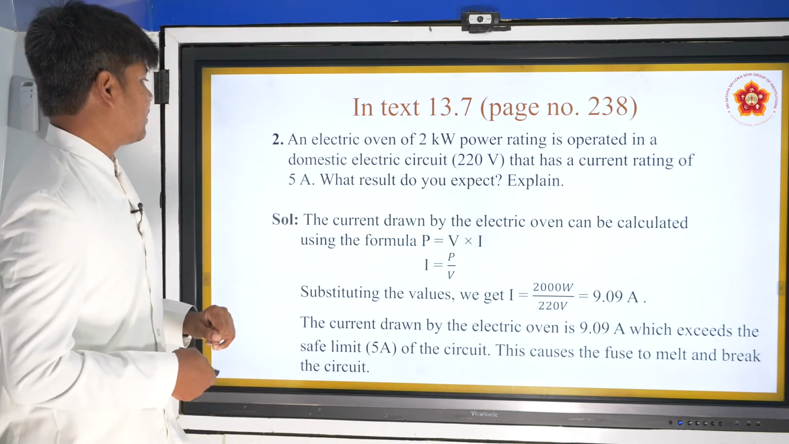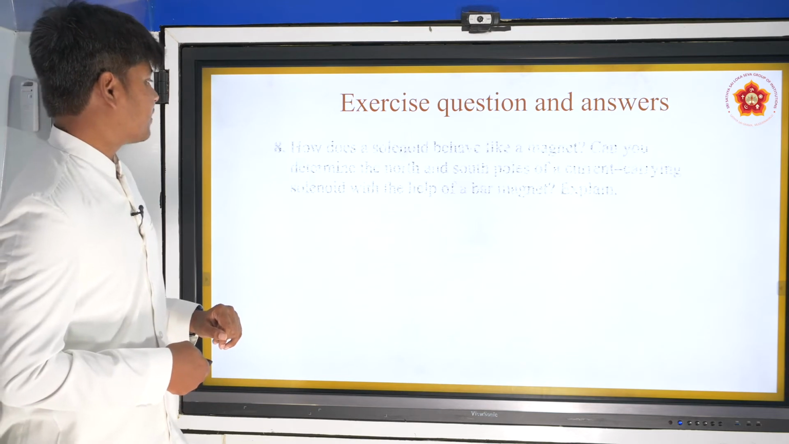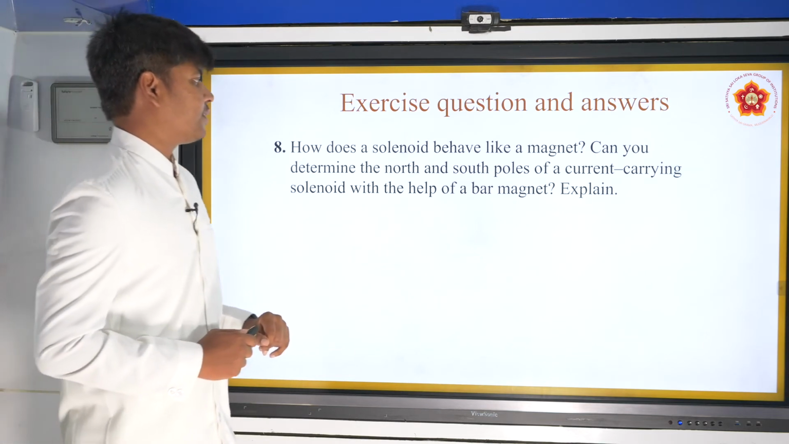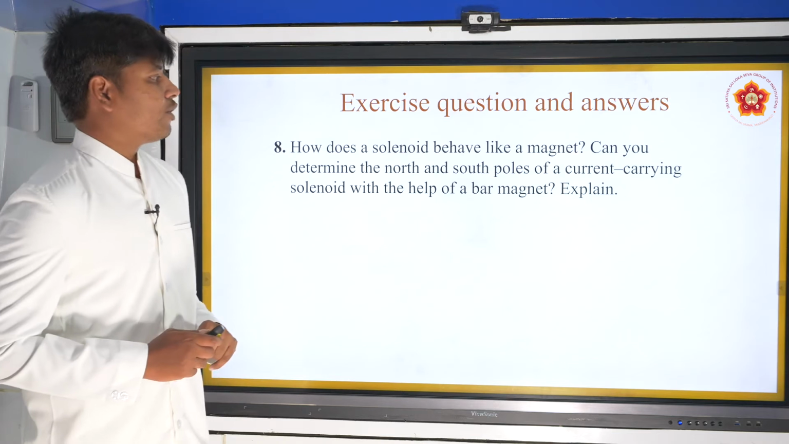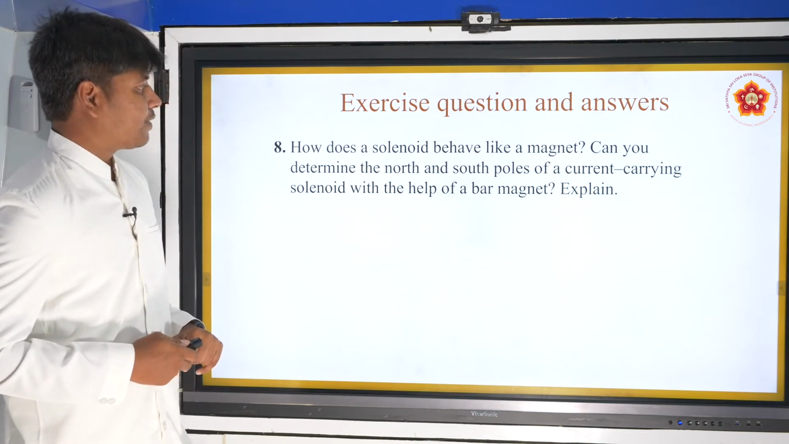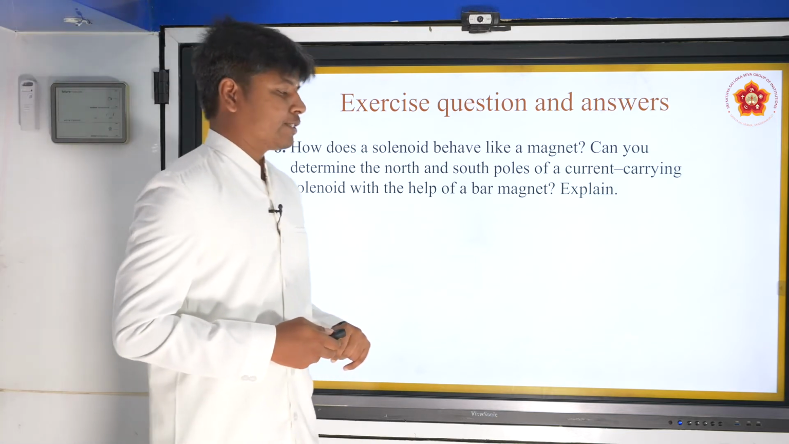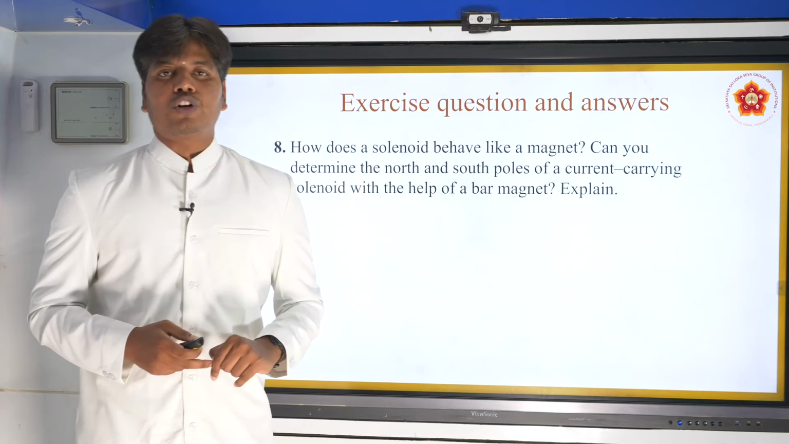Now, next question. This is from your exercise, the 8th question. How does a solenoid behave like a magnet? Can you determine the north and south poles of a current carrying solenoid with the help of a bar magnet? Explain. Solenoid is what?